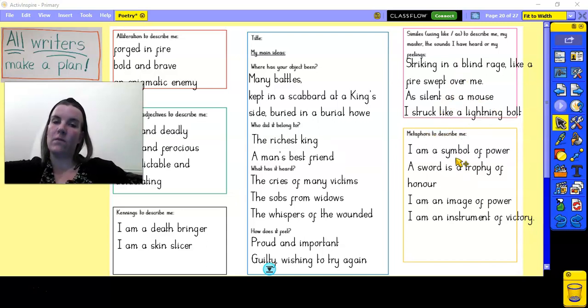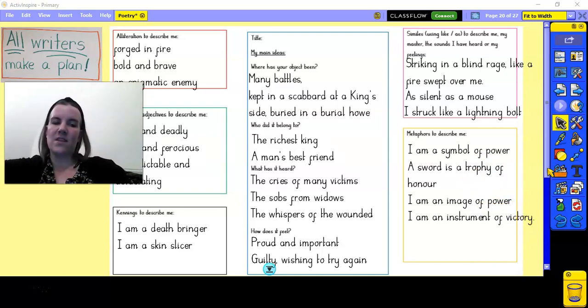Whereas remember, the metaphor is saying that it is something else. So the sword could be a symbol of power. It is a trophy of honour. It is an image of power, or an instrument of victory. Okay, it's not really an instrument. It's not really a picture or an image. It's not really a trophy. So that's using a metaphor to give a little bit more information about it.